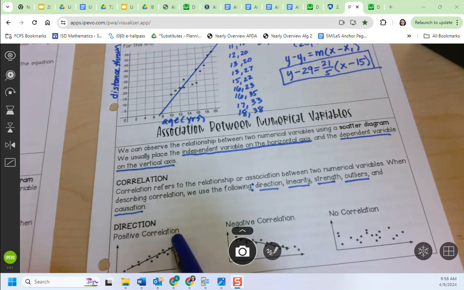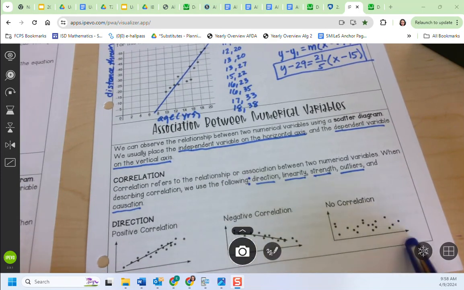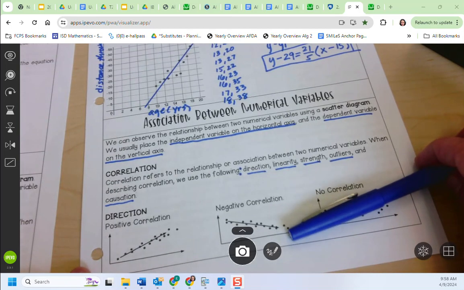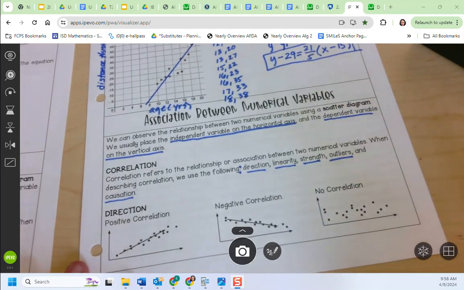But here we can talk about if you see it going up with a positive slope, it has a positive correlation. A negative slope would be a negative correlation. And something like this, sure, you could draw a line that goes through it, but who knows? Does that go down? Does that go up? Does it go sideways? That would be no correlation.